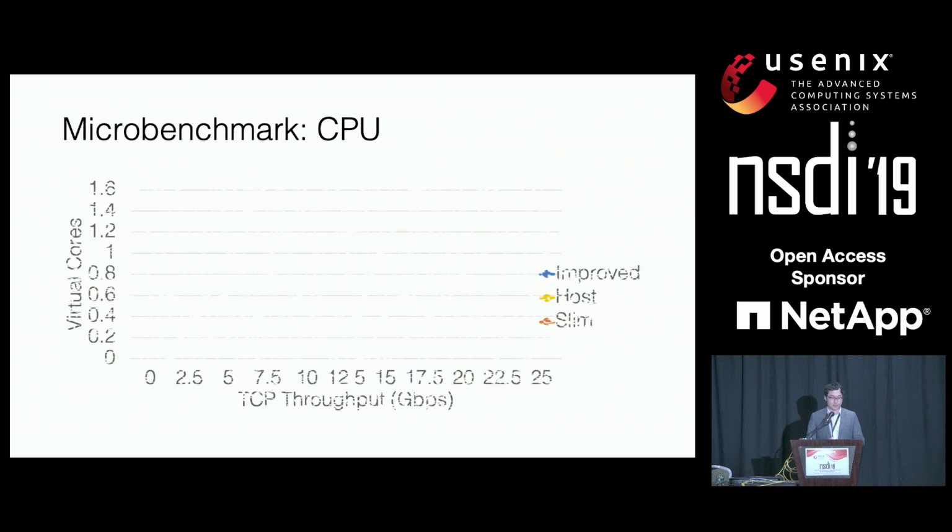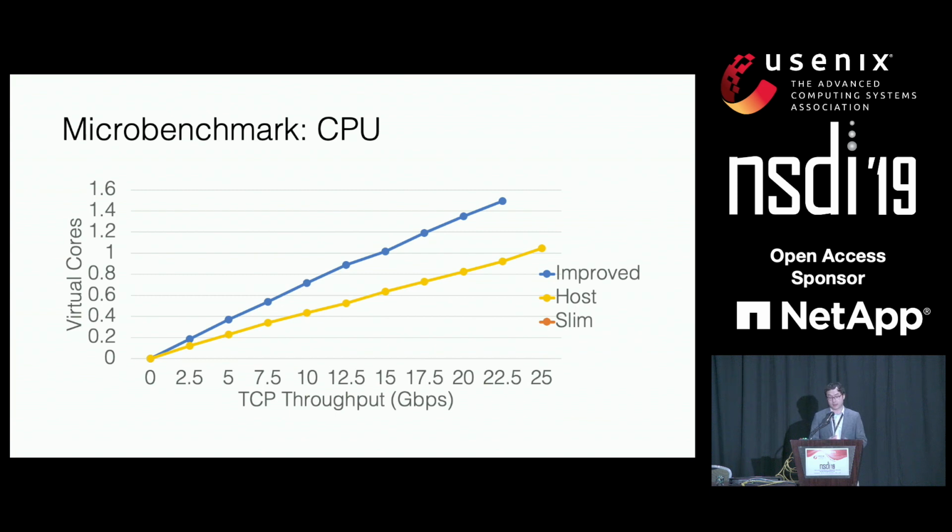For the CPU side, the x-axis is the CPU TCP throughput, the y-axis is the number of virtual cores consumed. Here is the improved version of packet-based network virtualization. Here, this line means to use the host network interface directly. Slim essentially achieves exactly the same CPU utilization as using the host network interface directly. This is essentially because the data plane of Slim and using the host network interface is not so much different. So we see around a 40% drop in CPU utilization.